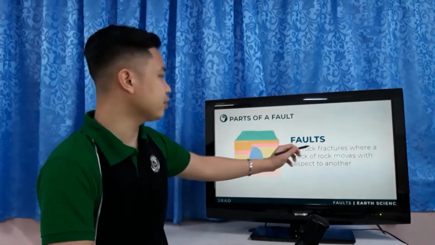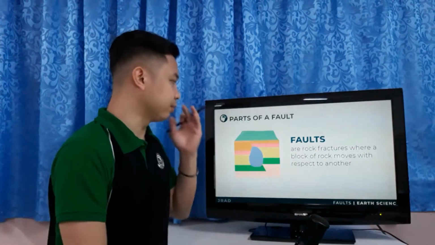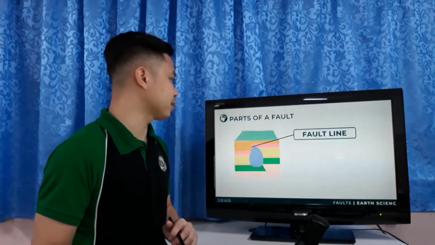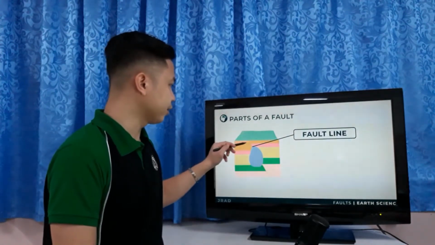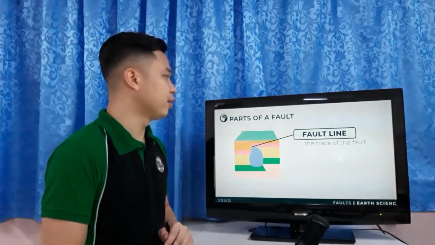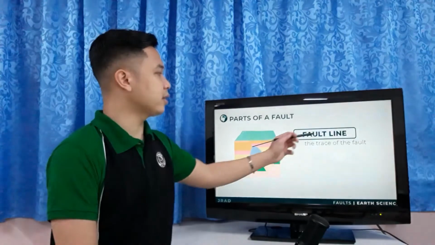So, a rock structure where a block of rock moves with respect to another. Let's identify the parts. First is the fault line. The line that you can see in the fault, that's what we call the fault line. Fault line is the trace of the fault.